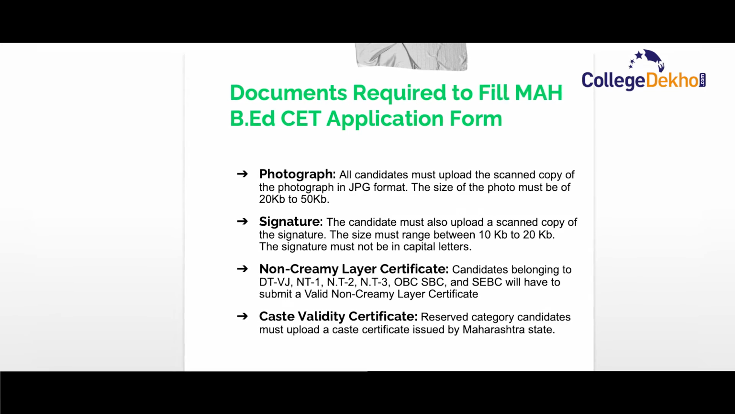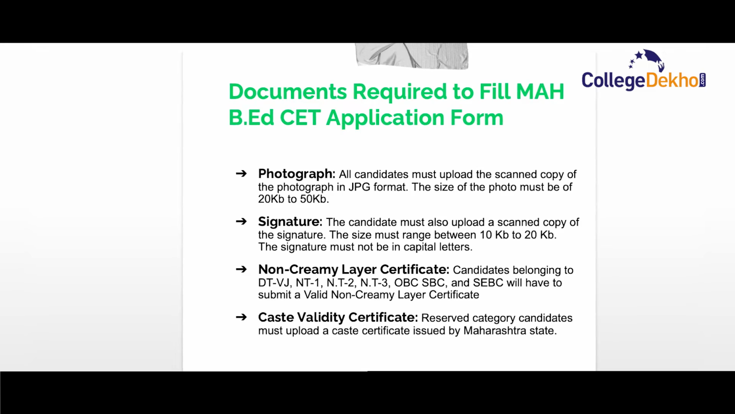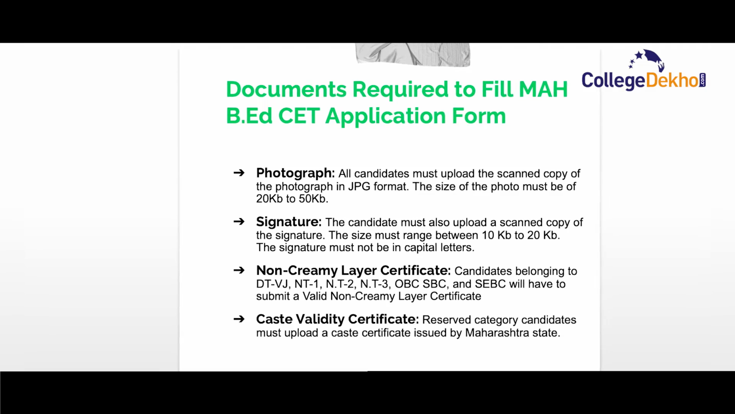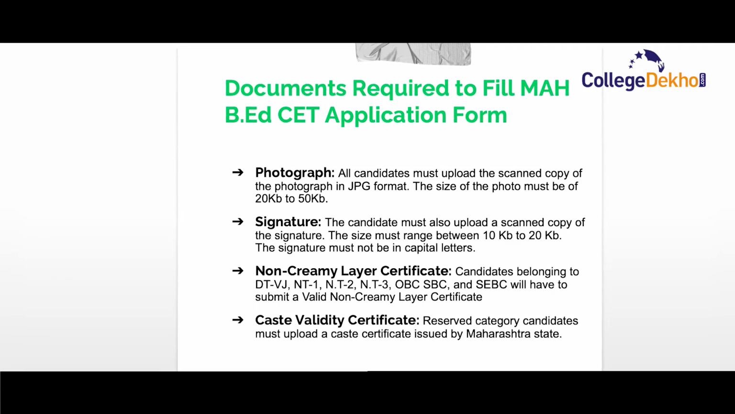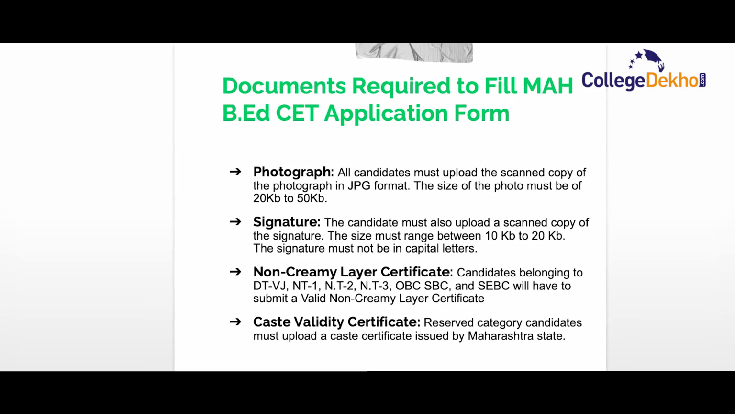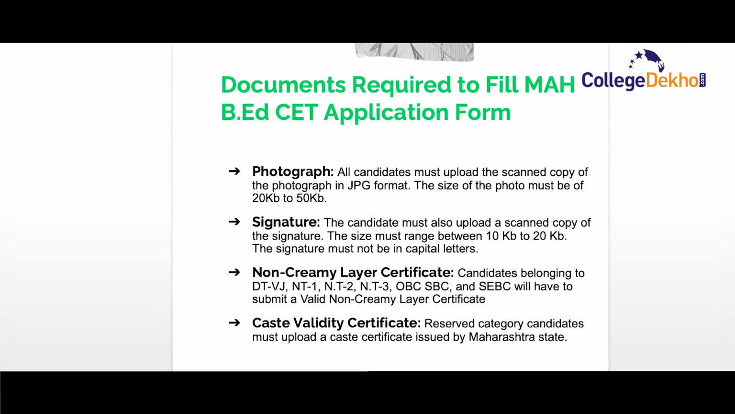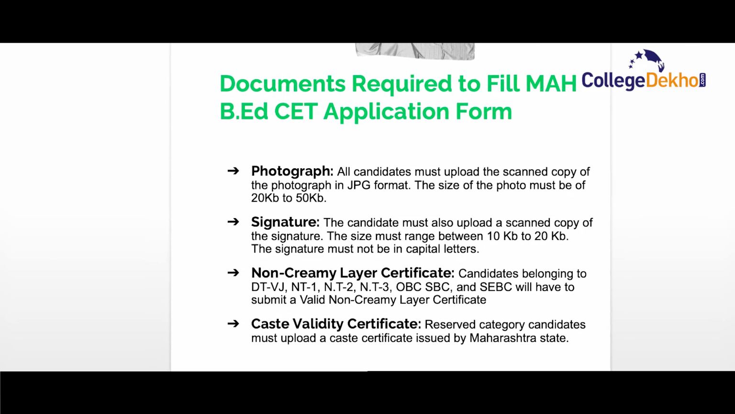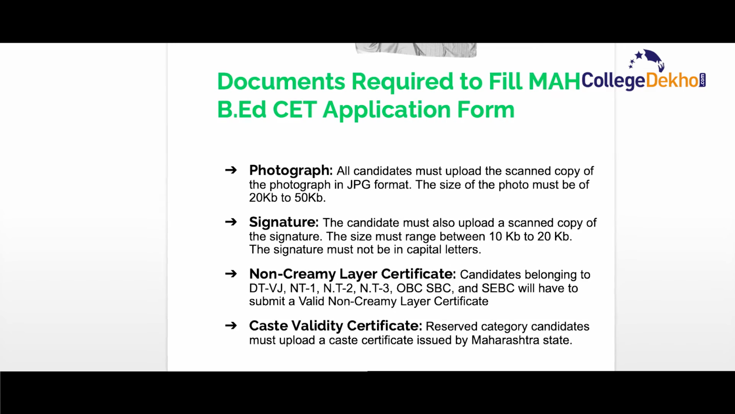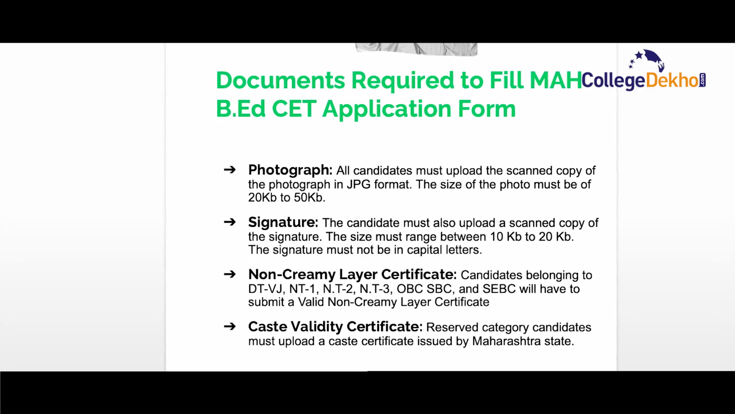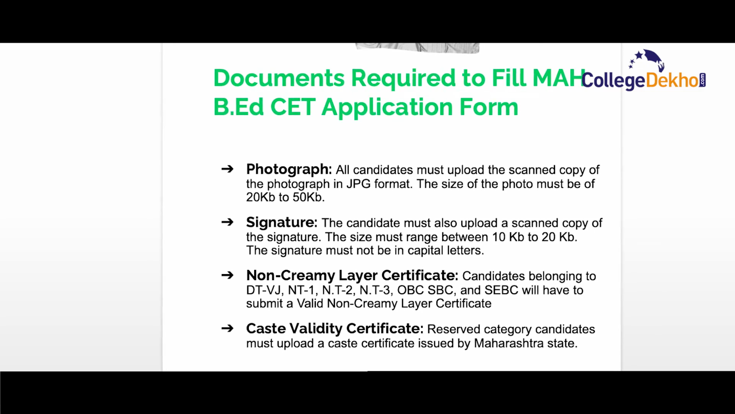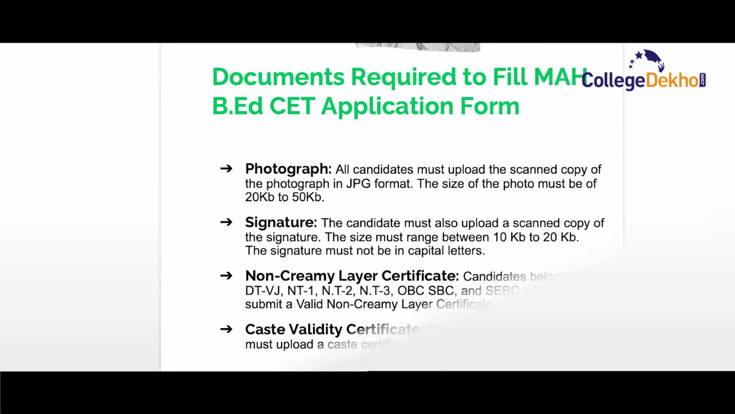The third document is the non-creamy layer certificate, which is for the candidates who belong to DTVJ, NT1, NT2, NT3, OBC, SBC and SEBC categories. These candidates will have to submit a valid non-creamy layer certificate. The last document that is required for filling the MAH B.Ed SET application form is the caste validity certificate. The reserved category candidates are required to upload a caste certificate that should be issued by the Maharashtra state.